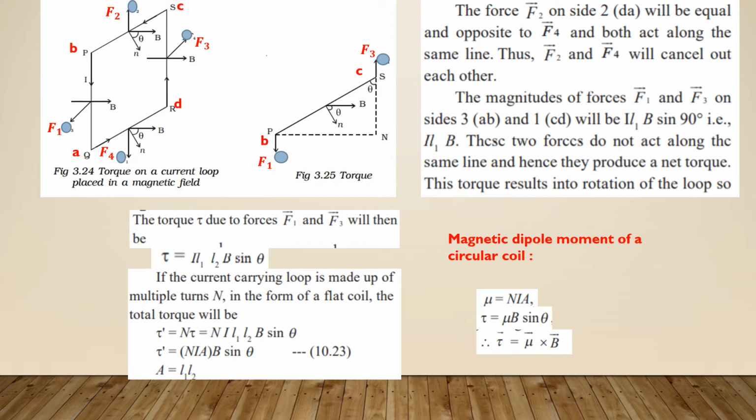If the coil has N number of turns, the total torque, torque dash, is equal to NIAB sin theta. This equation is similar to the torque acting on a magnetic dipole placed in an external magnetic field, as torque is equal to mu B sin theta. Hence, by analogy, we can say that a current carrying loop is equivalent to a magnetic dipole with the dipole moment mu equal to NIA.